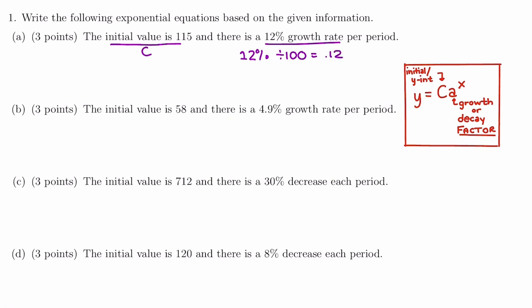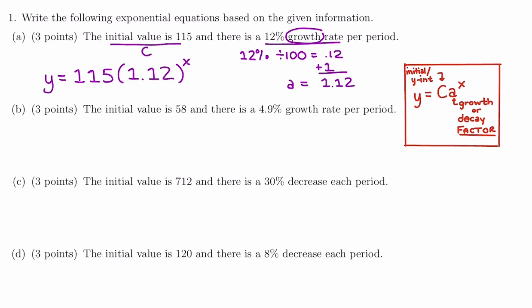And since it is growth, this has to be a value that's bigger than 1 for a, or else it would not be growing. So it's going to be dividing by 100 and then adding 1 to get our growth factor for a. So our function is going to be 115 for our c, and our a, 12% growth means a 1.12 factor.